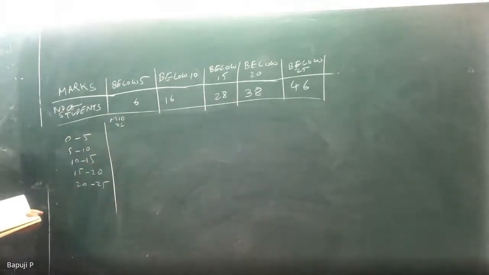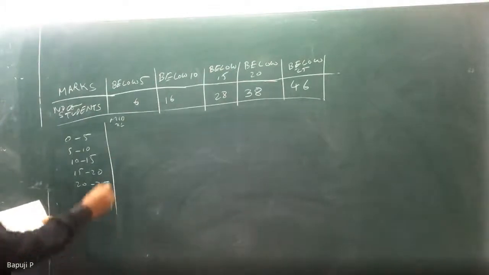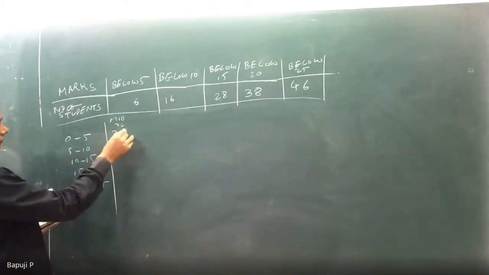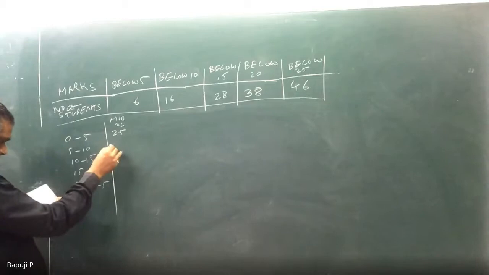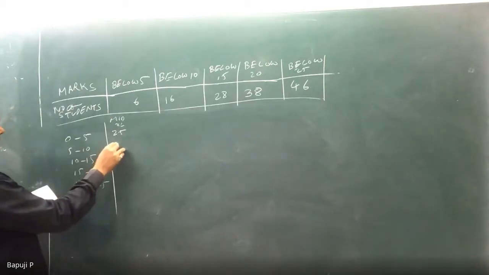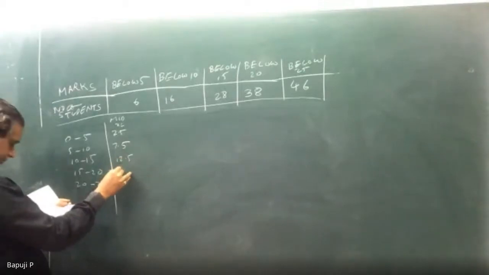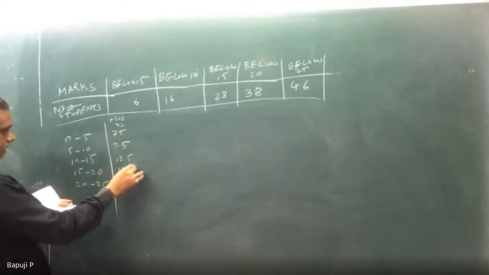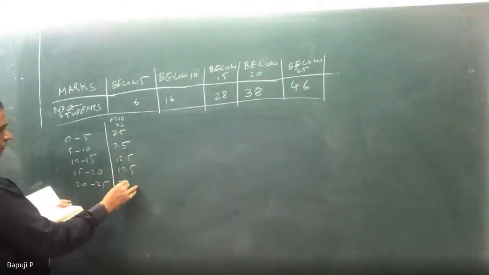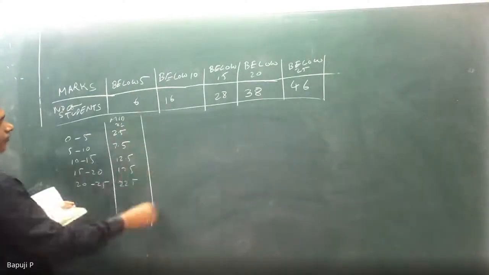We take the mid values, you can find them out: 2.5, 7.5, 12.5, 17.5, 22.5.